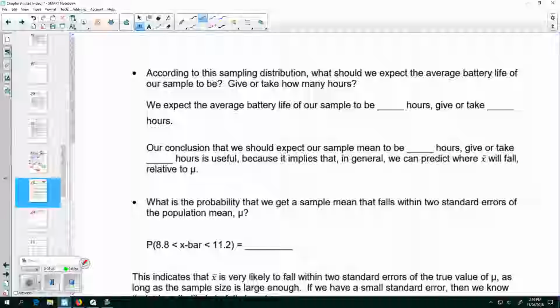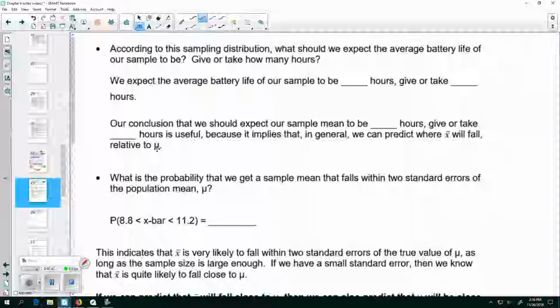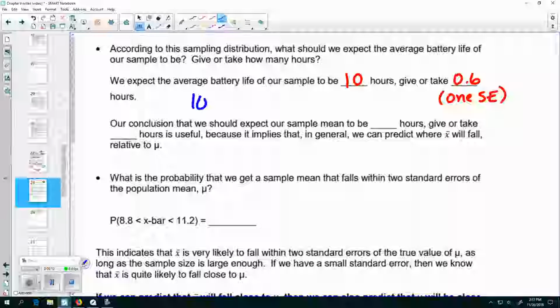Okay, so on the next page, according to the sampling distribution, what should we expect the average battery life of our sample to be, give or take how many hours? Well, we expect our average battery life for our sample to be 10 hours. It's the most likely outcome. Give or take, and here you may have a difference of opinion, but you could use one standard error, which is 0.6 hours. Or if you want to be more sure, you might argue that you'd rather use 10 hours plus or minus 1.2 hours.